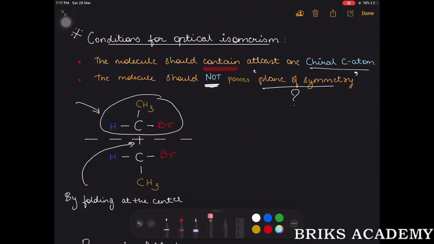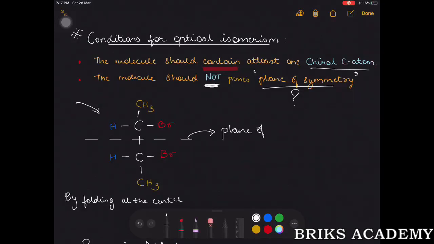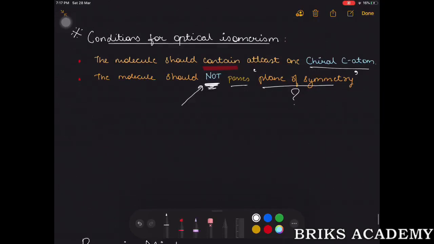Consider this example. Since by folding the compound at the center, the compound overlaps, hence the plane which cuts the compound is called the plane of symmetry. So, this is the concept of plane of symmetry. Remember the condition: the molecule should not possess a plane of symmetry. So, moving on to the next concept.